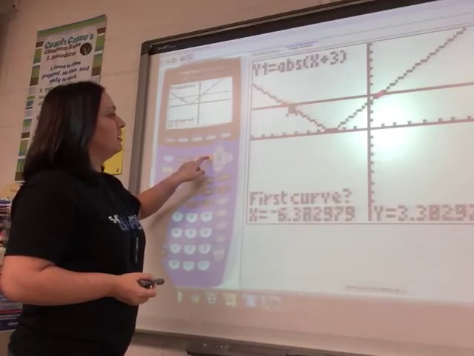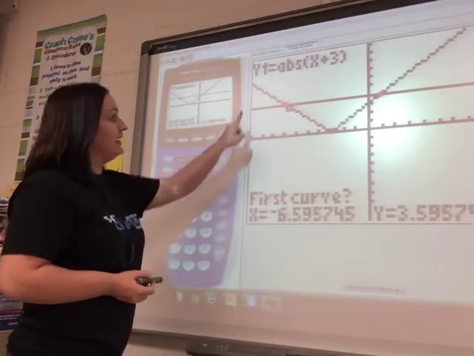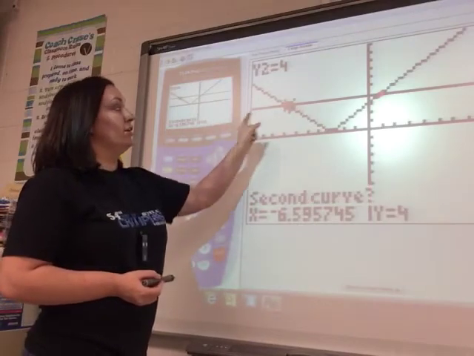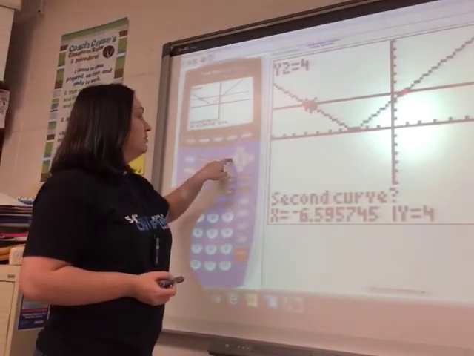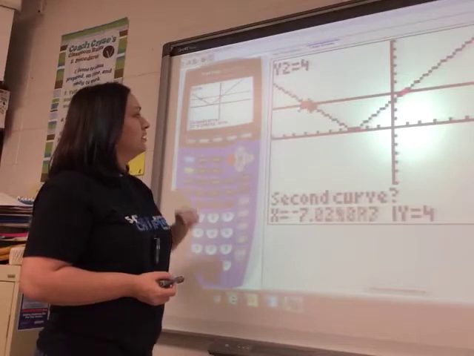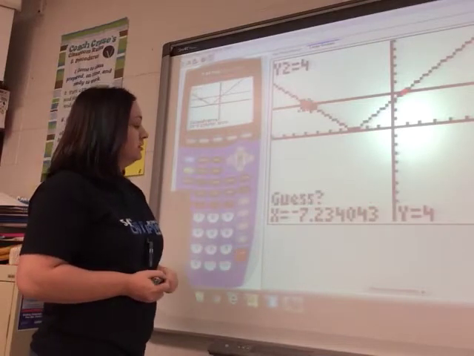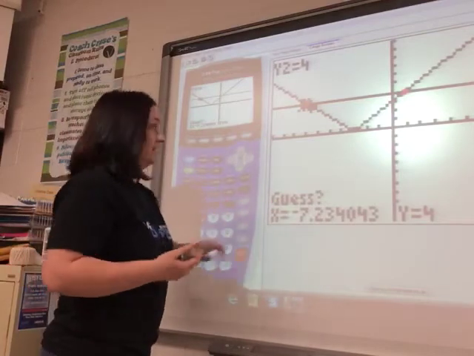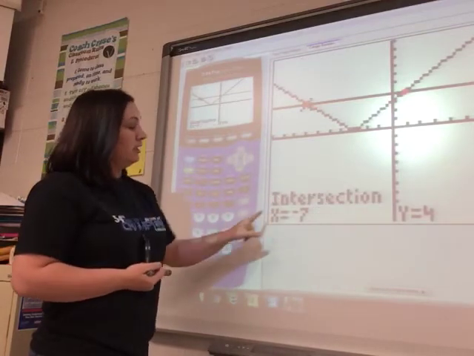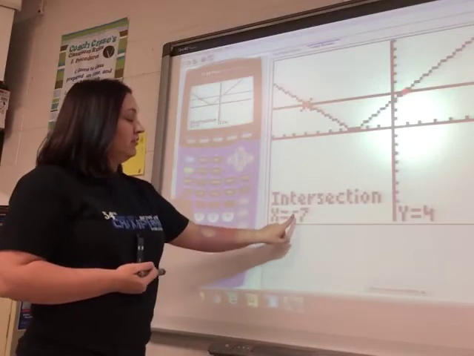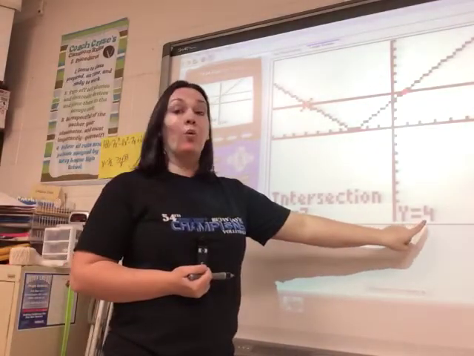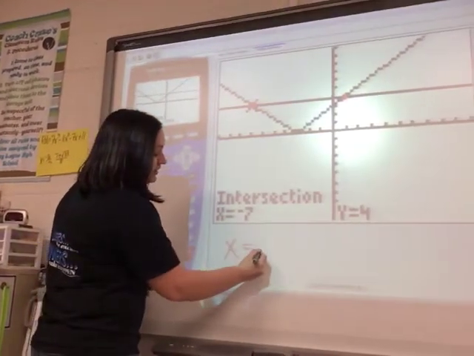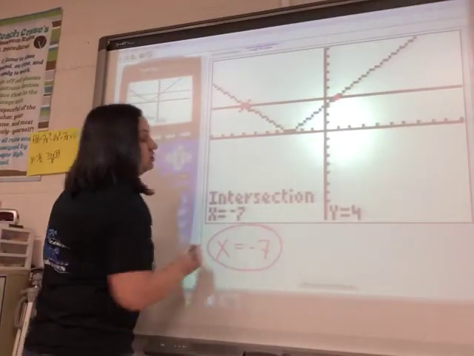Once you get very close to your intersection point, you're going to hit enter on your absolute value function. It's going to jump to the linear line. It's still very close to my intersection. I want to get a little bit closer, and I want to hit enter. Then it's going to say, would you like me to guess? And we obviously want the calculator to guess, so hit enter. And we get an intersection of an ordered pair -7, 4. We're only concerned with the x value of -7, so I want to write that down here. That is one of my solutions.